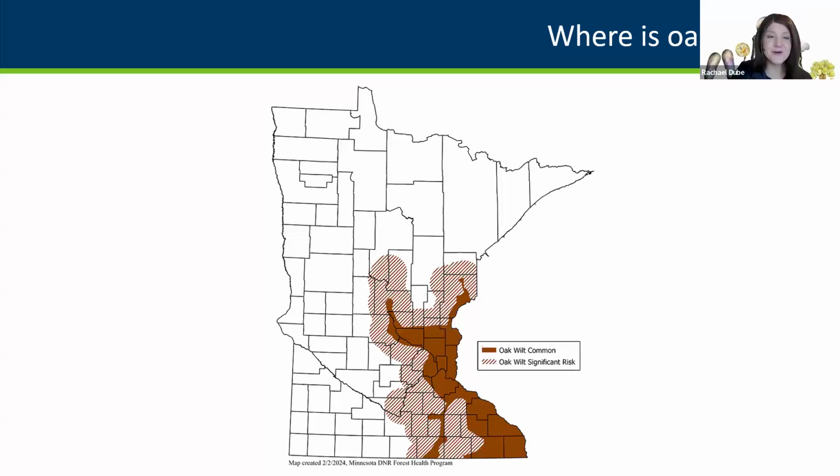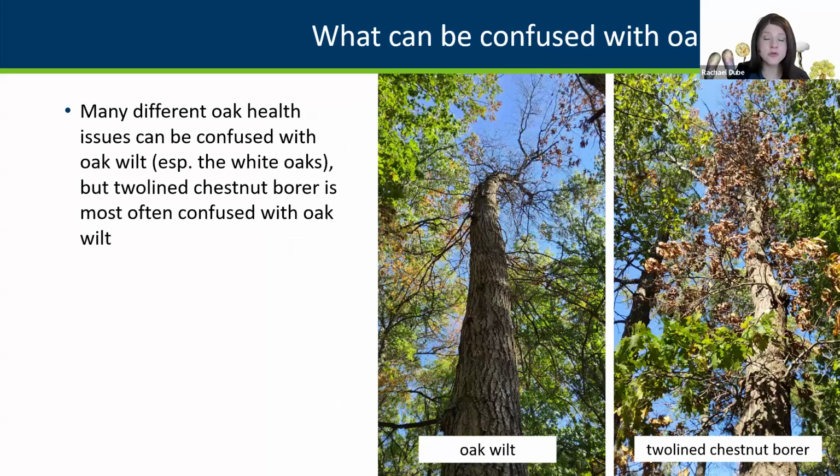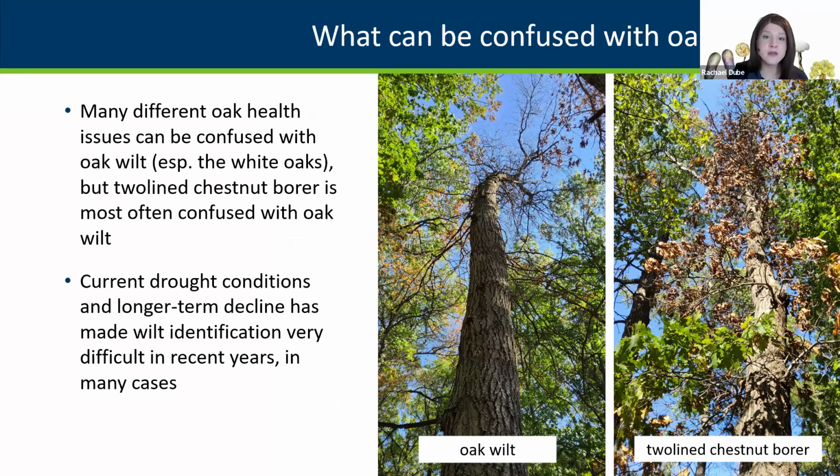Many different oak health issues can be confused with oak wilt, especially on our white oaks. But two-line chestnut borer is most commonly confused with oak wilt. Here are two trees that are directly adjacent to each other. The tree on the left has oak wilt, the tree on the right has two-line chestnut borer. And drought can make this much more difficult. You have some trees that are dying very quickly from two-line chestnut borer, and it can make looking for the symptoms of oak wilt more difficult.